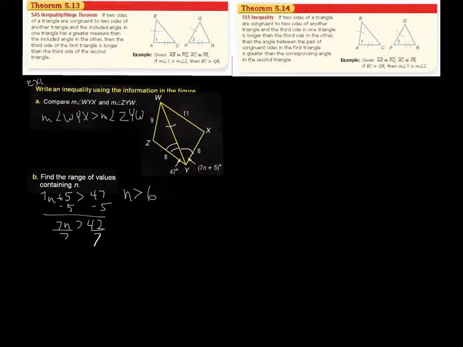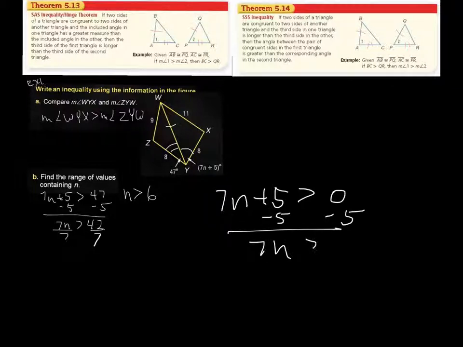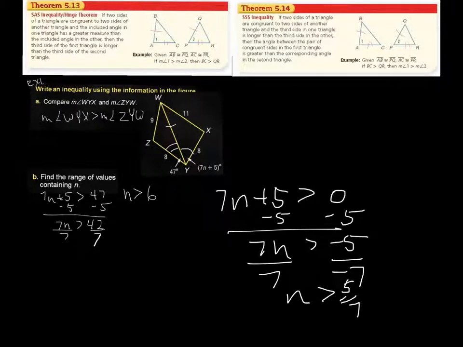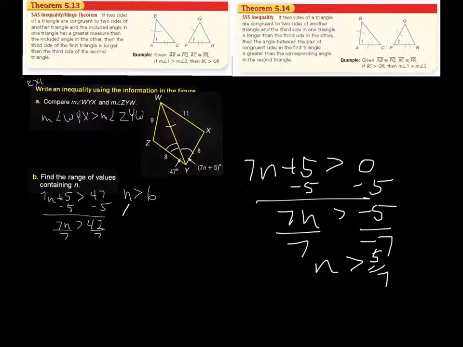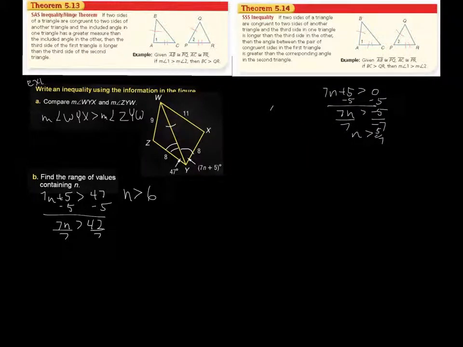So we can write another inequality that says 7n plus 5 must be greater than, can't equal 0, just greater than 0. So we'd subtract 5 from both sides. So 7n is greater than negative 5, divide by 7. So n must be greater than negative 5/7. Well, that was not entirely helpful because we already know n is greater than 6. Okay, so let's leave that over here for now.